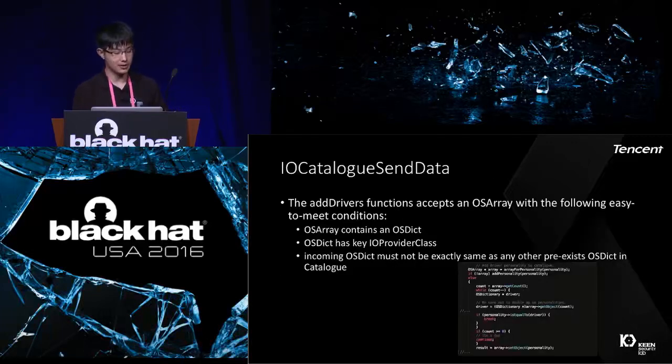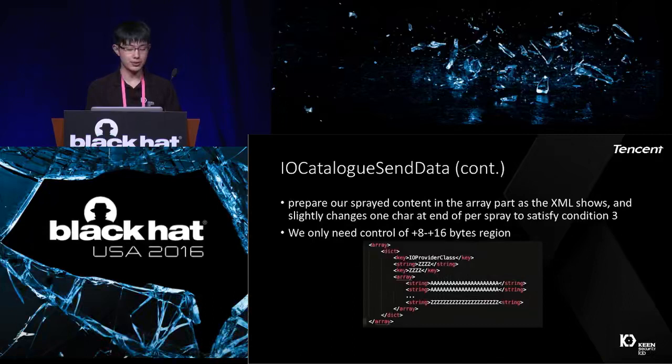So we are presenting a new method called IOCatalogueSendData. I will not talk about the details here, and if you are interested, you can refer to our blog post due to the time limitation. But to use this method, you can just pass in an XML and prepare your spray content in this array, in an OSString, OSData format. The good thing about IOCatalogueSendData is that it will not cause side effects in the kalloc.48 zone, and you can just use the master port to prepare your memory content in the kernel, and you can control all the content of the OSString using OSString or OSData.